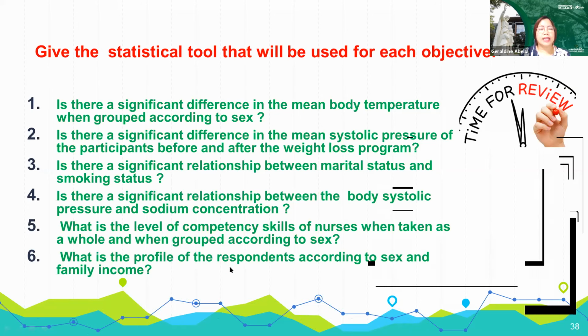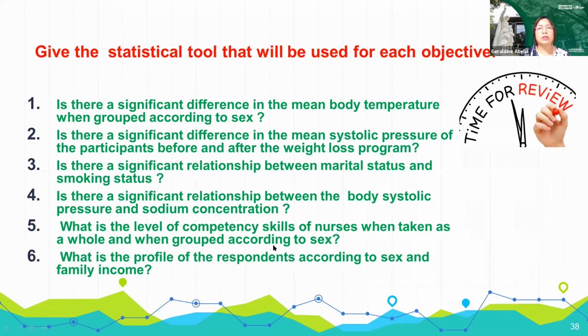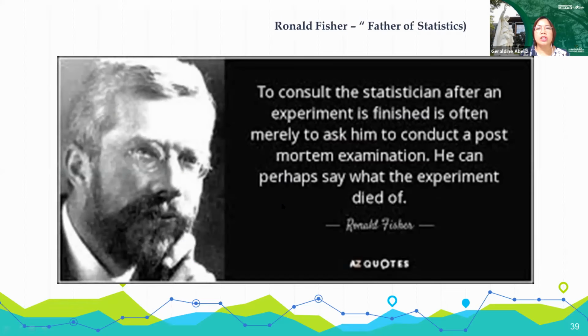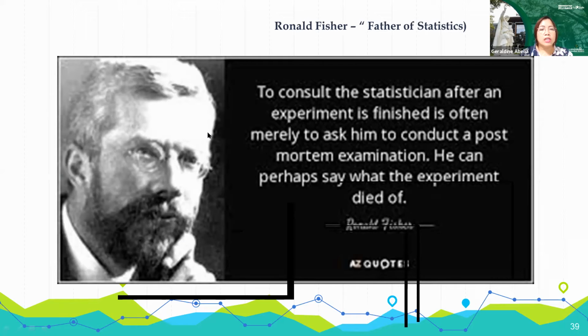So this ends my presentation, and I would like to leave you this quote from the father of statistics, Ronald Fisher: "To consult the statistician after an experiment is finished is often merely to ask him to conduct a post-mortem examination. He can perhaps say what the experiment died of." So this is just telling you that when you start with your research, you have to consult the statistician with regards to the variables in the study, with regards to the sampling techniques, and with regards to the other section in your research.